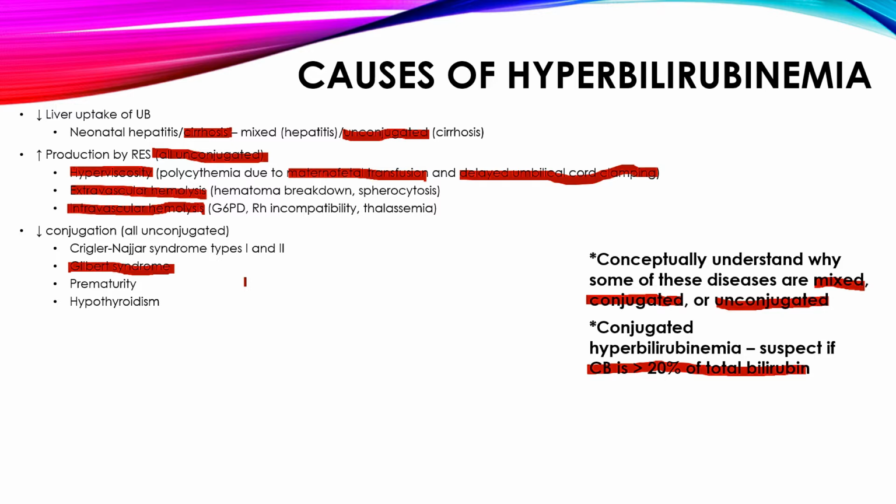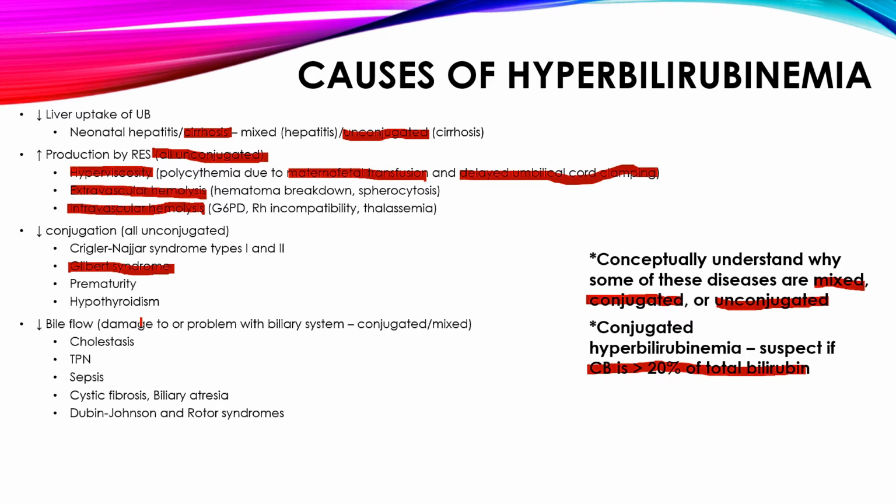If you have starvation, anything like that can trigger Gilbert syndrome and cause the buildup of unconjugated bilirubin because the enzyme UDP glucuronyltransferase will stop working. Next, prematurity. The more premature the baby is, as we talked about before, the less mature the UDP enzyme is, and you're going to have less conjugation. And hypothyroidism: when you have hypothyroidism, all the enzymes in your body have a decreased reaction rate, so you won't have as good conjugation. Next is decreased bile flow.